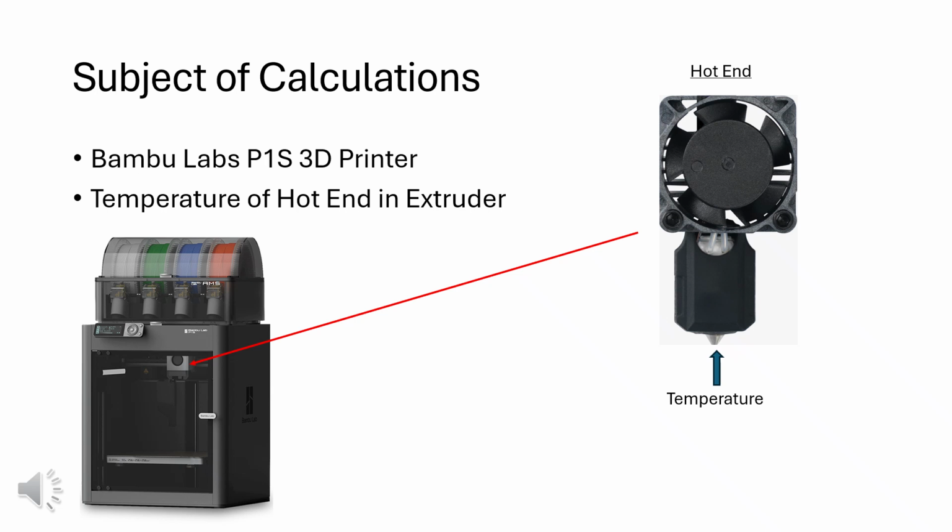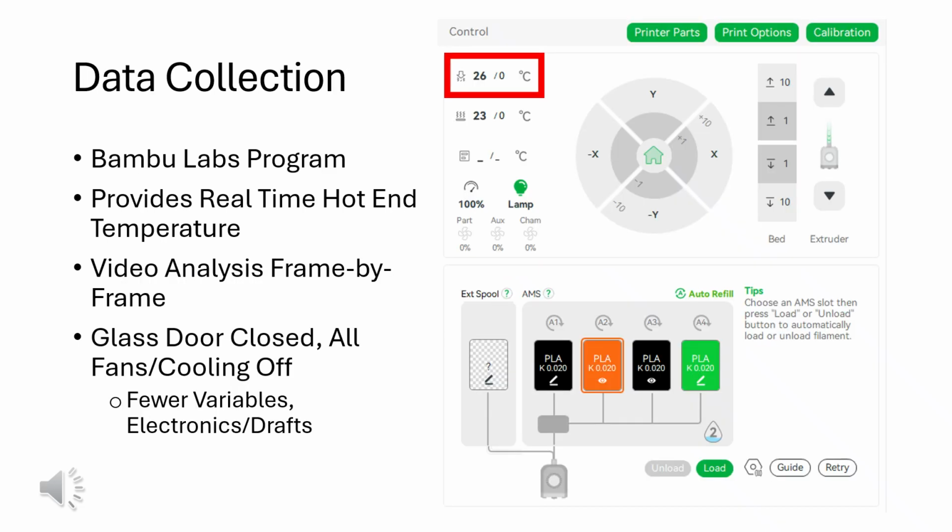We will be measuring the temperature of the hot end, which is a part of the extruder of the 3D printer. For this project, I will be collecting the data through the Bamboo Labs built-in program known as Bamboo Studio. This program comes with each and every one of the Bamboo Labs 3D printer lineup. This program provides real-time hot end temperatures as well as a couple different controls for a couple different parameters for 3D printing purposes. This data will then be frame by frame analyzed to create the data set.